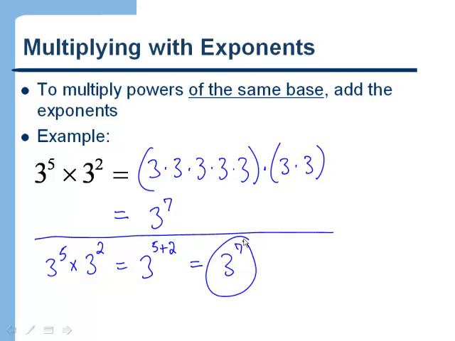And so 3 to the 7th is what 3 to the 5th times 3 to the 2nd is equal to. Now it's important to understand that this only applies if you have numbers of the same base. So for example, if I had 3 to the 4th and I wanted to multiply that by 4 to the 5th, in this case I couldn't add the exponents because the base isn't the same. So I'd have to calculate out what each of those is first and then multiply those.